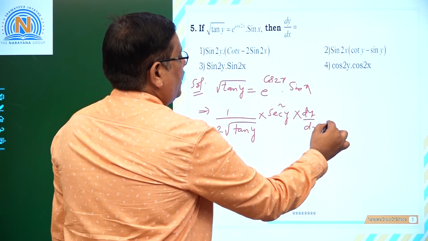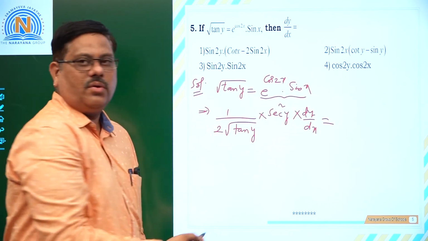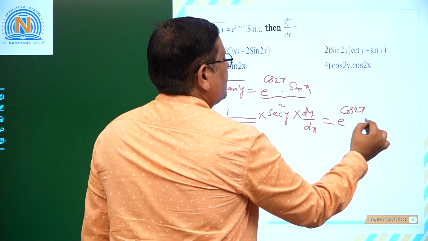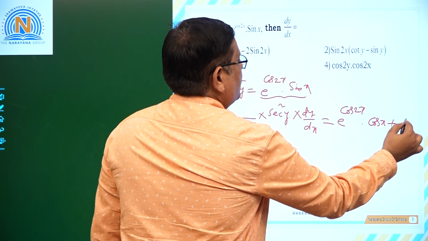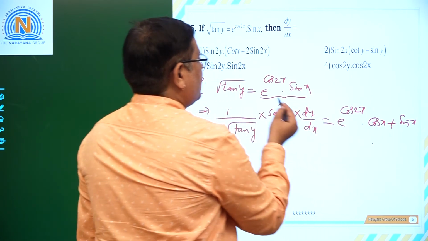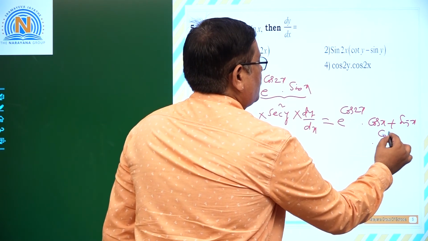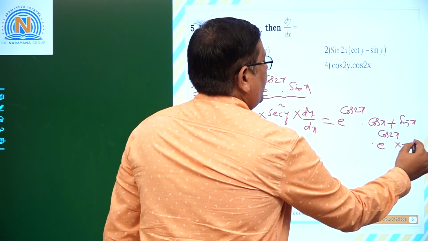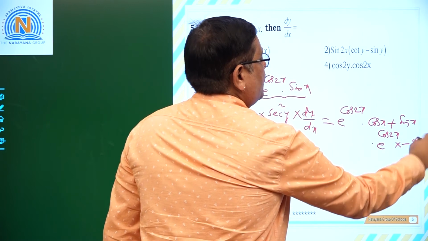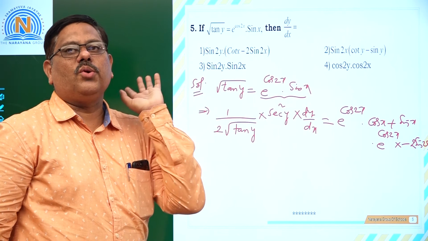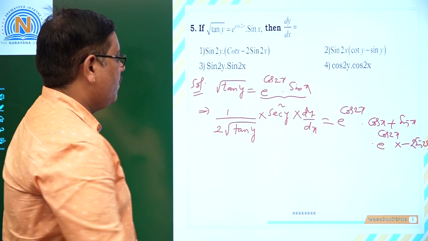Chain rule again. Here you have the UV rule, product rule. So what to write? e power cos 2x into derivative of sin x, which is cos x, plus sin x into derivative of e power cos 2x. The derivative of e power cos 2x is e power cos 2x into minus 2 sin 2x. Cos 2x derivative is minus sin 2x into 2, so minus 2 sin 2x.